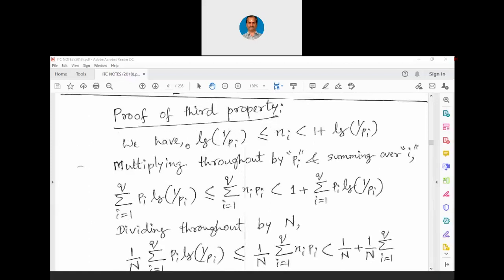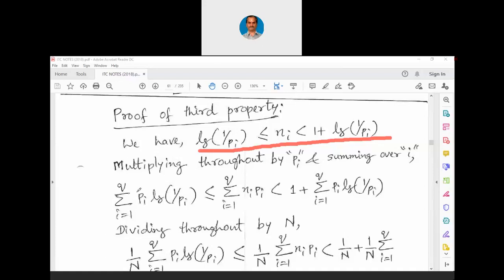Proof of third property. We have log of 1 over Pi is less than or equal to Ni less than 1 plus log of 1 over Pi. This is by the very definition of Shannon's algorithm or the Shannon's method. Now, multiplying throughout by Pi and summing over i.